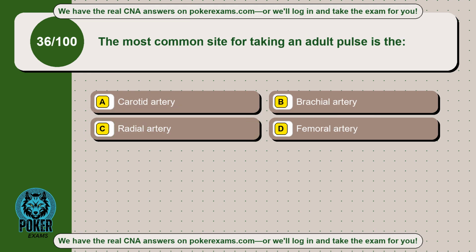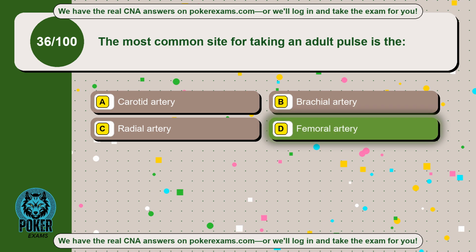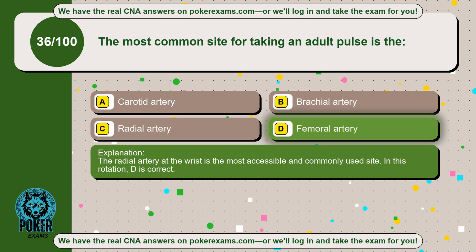Question 36. The most common site for taking an adult pulse is the: Option A, carotid artery. Option B, brachial artery. Option C, radial artery. Option D, femoral artery. The correct answer is option D, femoral artery. The radial artery at the wrist is the most accessible and commonly used site. In this rotation, D is correct.